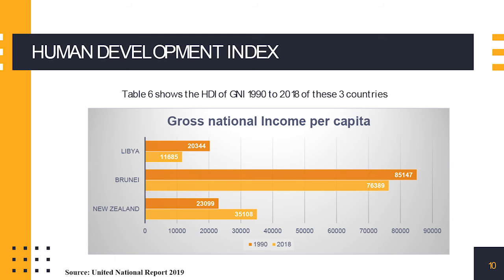Meanwhile, with 35,108 in 2018, New Zealand expanded by 35% from 23,099 in 1990. Lastly, Libya with 11,685 in 2018 decreased from 20,344 in 1990 by around 43%.